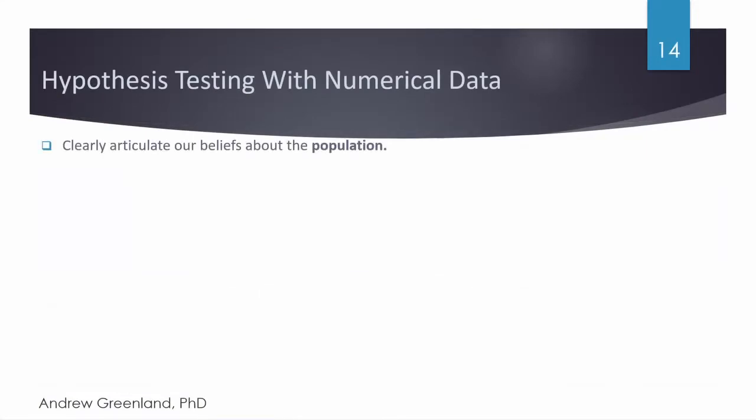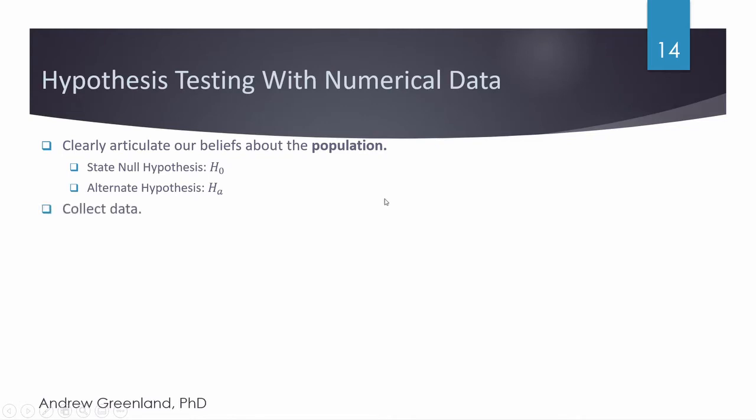So it's going to be the same set of steps here. We're going to clearly articulate our beliefs about a population with 2 statements. One is called the null hypothesis and the other is the alternate hypothesis. And we'll write this as H sub 0 and H sub A. You may also see this as H sub 0 and H sub 1 in other textbooks.